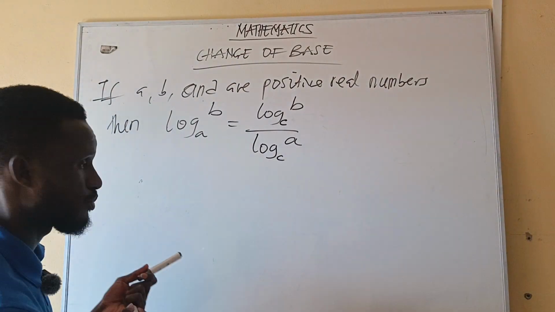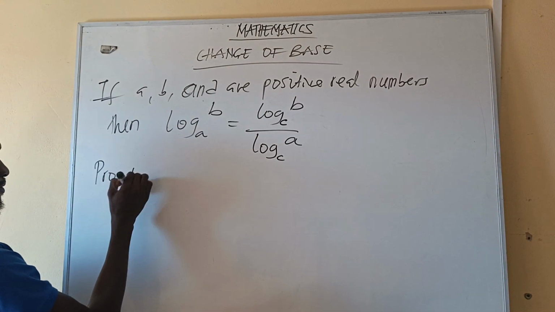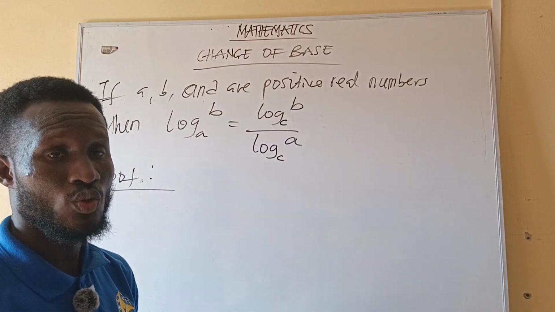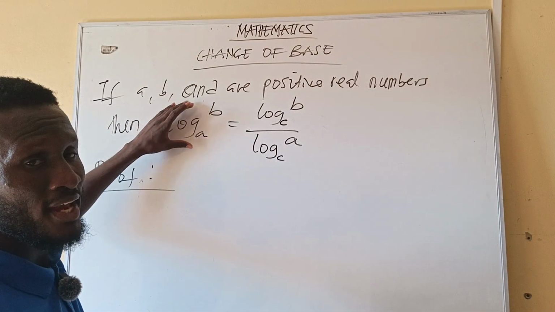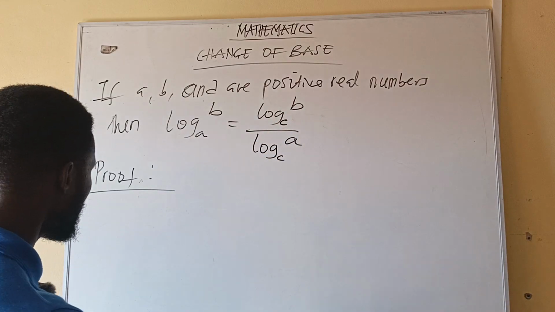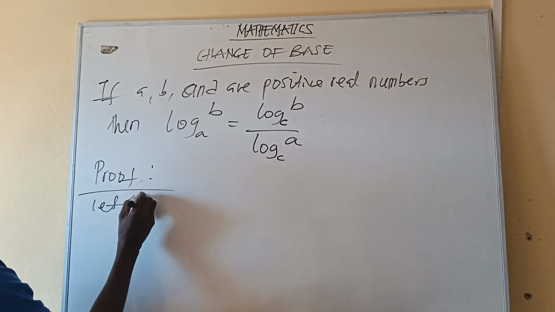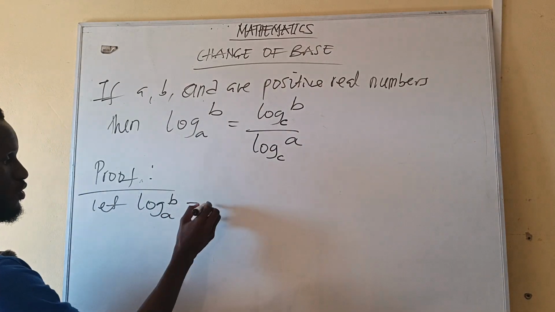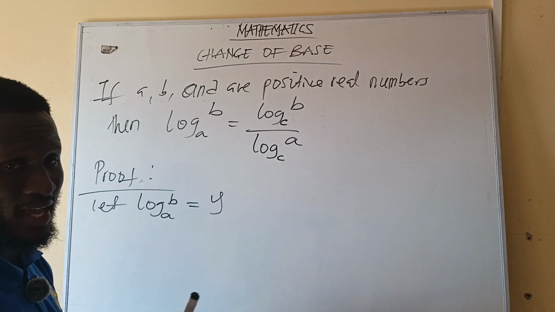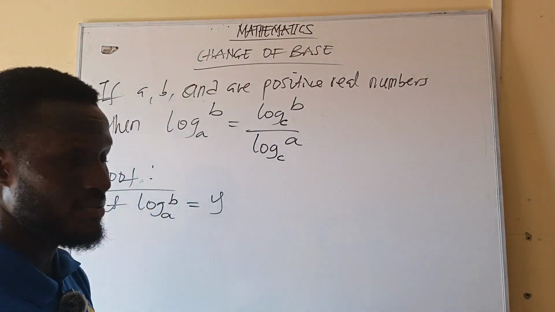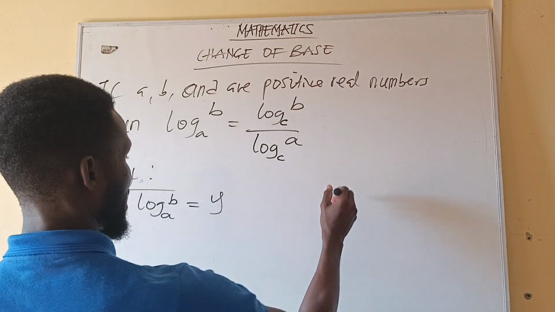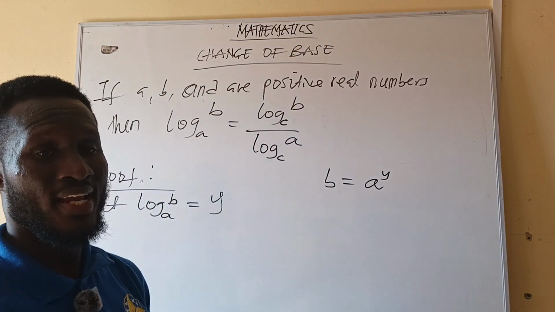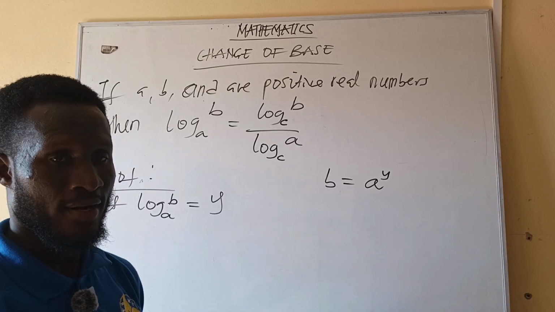Now, I've come to prove it here. Proof. If I'm coming to prove, it means I want to show that the left-hand side is equal to the right-hand side. So I'm going to say let log b base a be equal to y. Now, if log b base a is equal to y, then this can be written as b is equal to a exponent y, per the definition of logarithm.